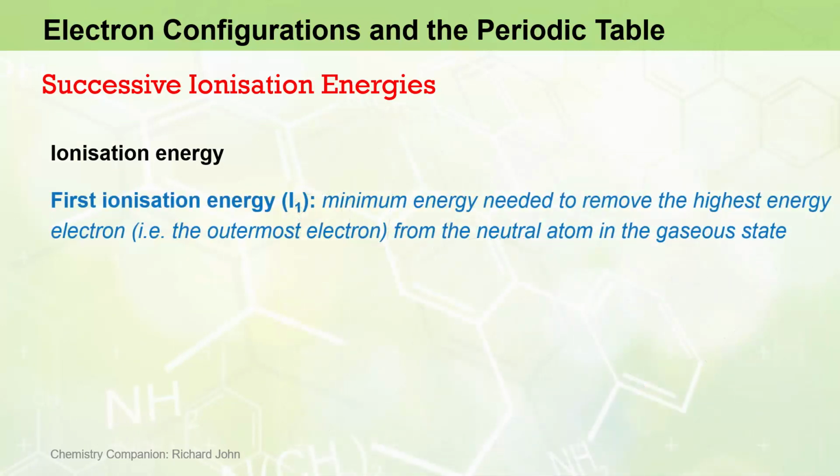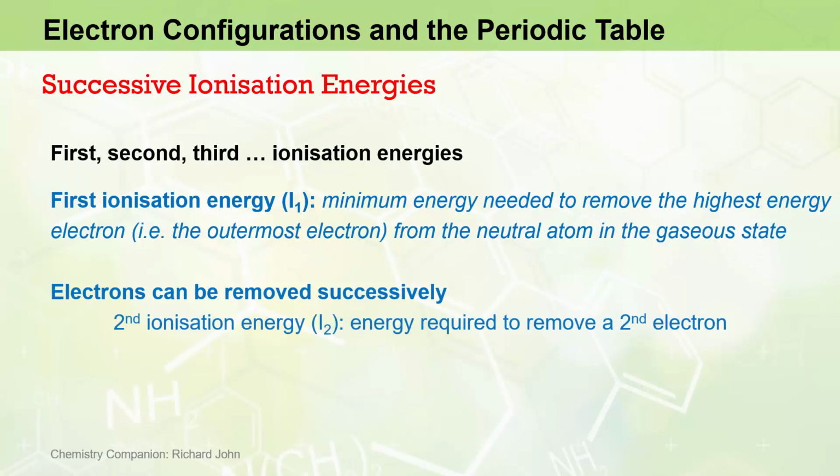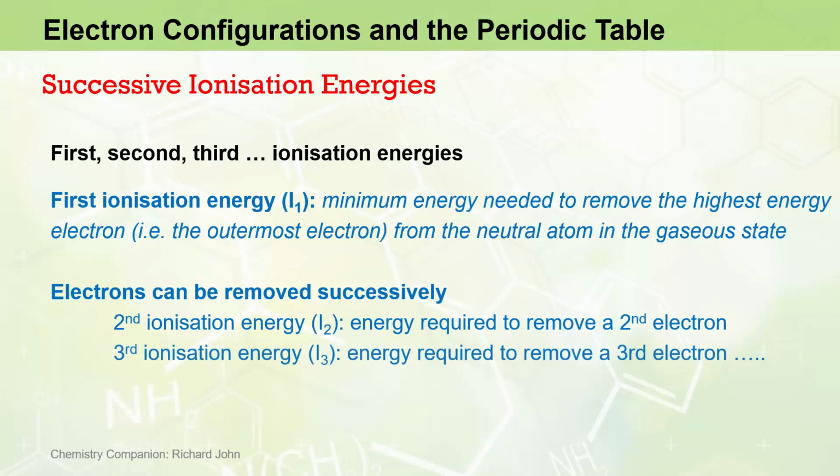The first ionization energy is the minimum energy needed to remove the highest energy or outermost electron from the neutral atom in the gaseous state. But we know that electrons can be removed successively, and more than one electron can be removed from a neutral atom. The second ionization energy, I2, refers to the energy required to remove a second electron from an atom. And the third ionization energy, I3, refers to the energy required to remove a third electron from an atom.